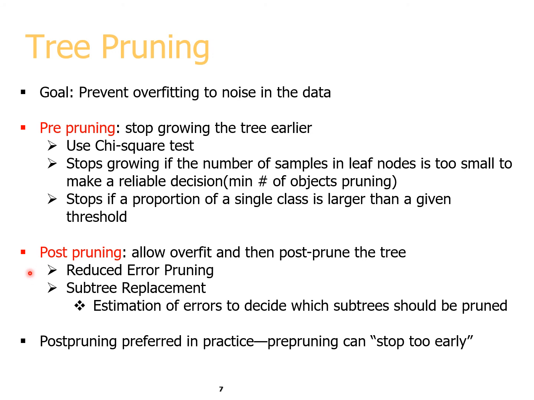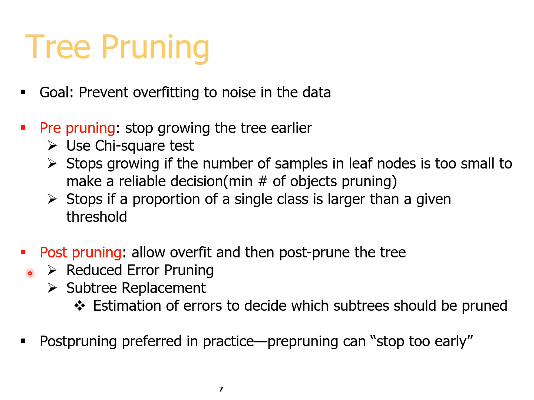So in reduced error pruning, what we do is you split the training data into training data plus validation data, okay? And then using training data, just like we did, you construct a decision tree. So now the decision tree is constructed. Then for each branch of the decision tree, you make a decision whether you're going to cut this branch or not, okay?